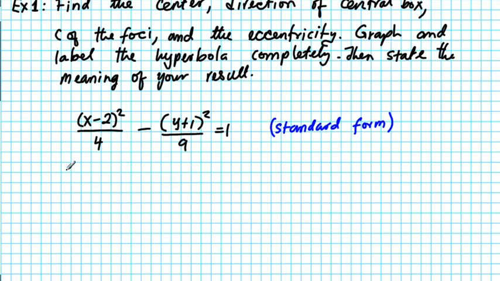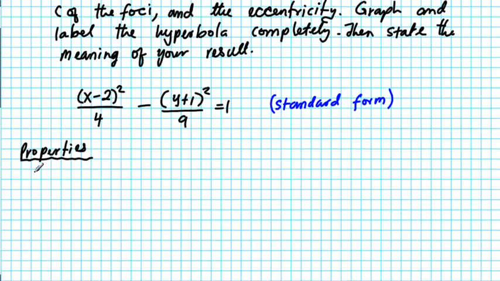Okay, so let's write out properties, and let's find out what they are. All right, so first thing we want to find is the center. So we know the procedure, right? You do the opposite of the number next to the x for the x coordinate, which is 2. Opposite of the number next to the y for the y coordinate, which is negative 1.